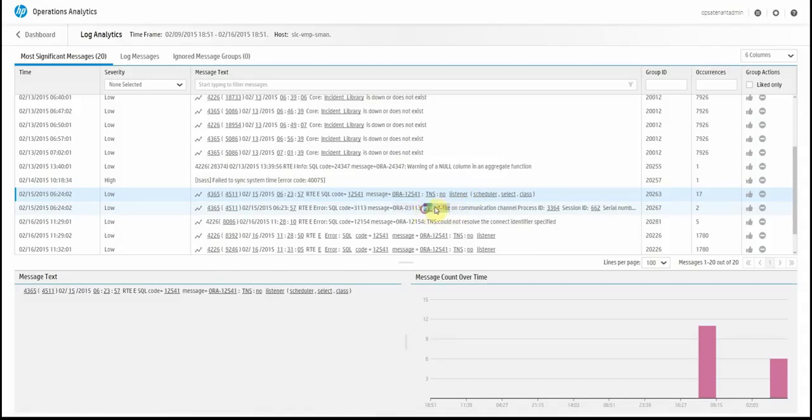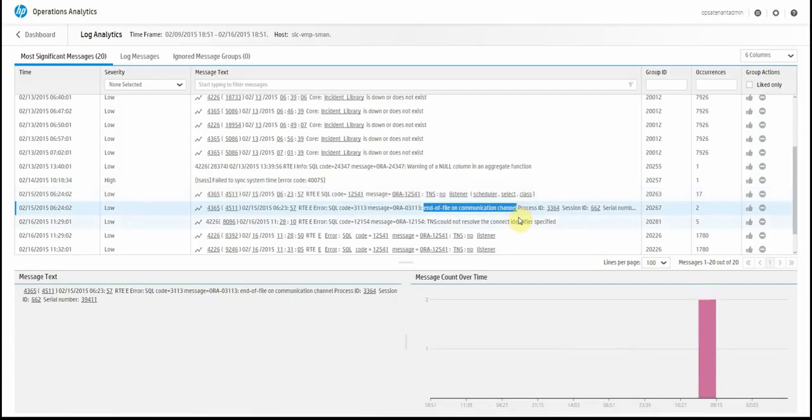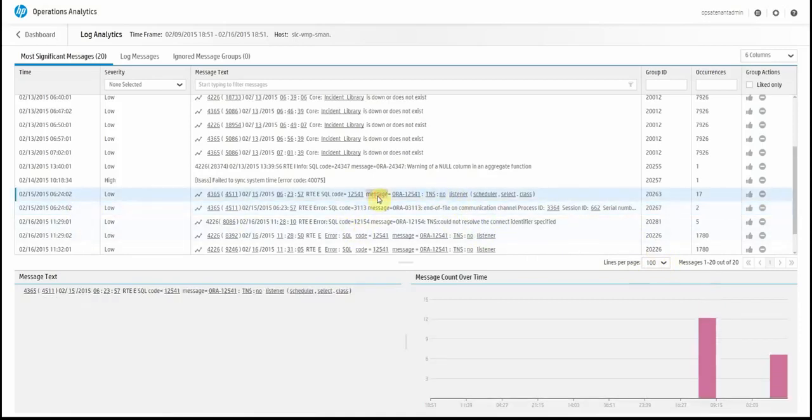Those perhaps a little more familiar with the Oracle database may also key in on this little message here that says end of file on communication channel. That also is significantly bad. And we can see these two get correlated at 6:24 a.m. on the 15th.